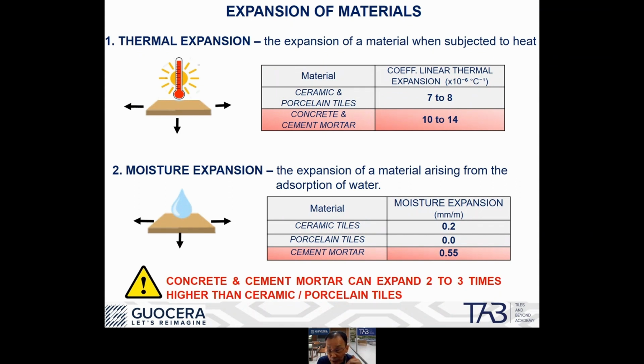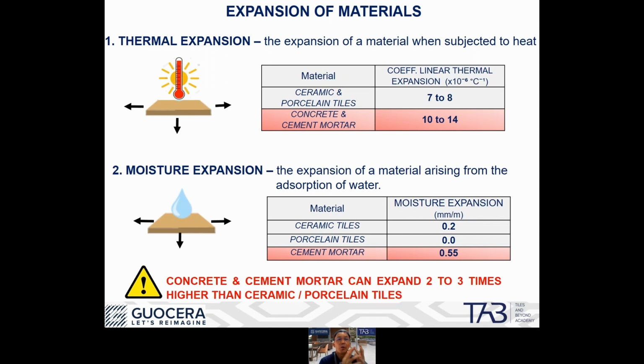you notice that for porcelain tiles, the moisture expansion is very close to zero. The reason is because, remember, porcelain tiles have very low water absorption. When a material doesn't absorb moisture, it doesn't expand. So porcelain tiles normally have very close to zero moisture expansion. Now compare the ceramic tiles. Ceramic tiles do have water absorption. So you notice that the cement mortar actually expands almost 3 times that of the ceramic tiles.